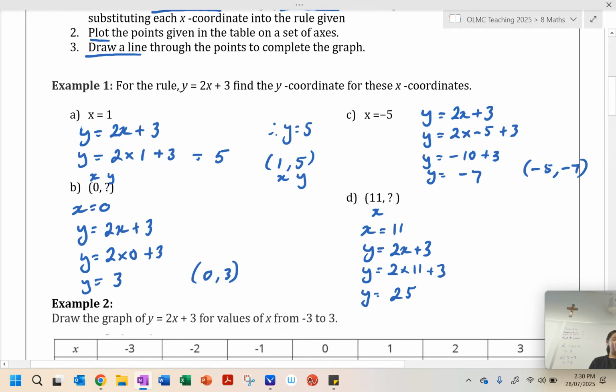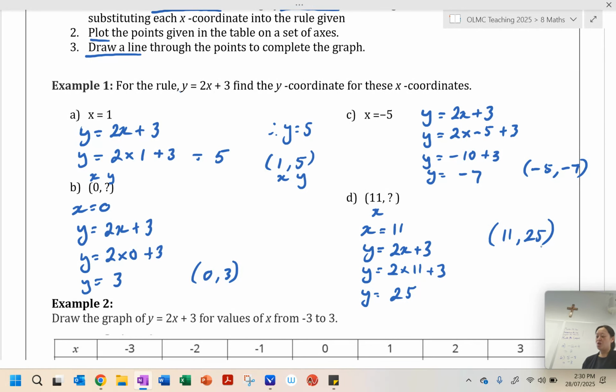I've done that really fast, so don't stress if you can't do it at the same speed. Then what's my coordinate? 11, 25. Great. 11 and 25. And remember, write your coordinates with the brackets and stuff as well. Okay? So x coordinate first, y coordinate second.